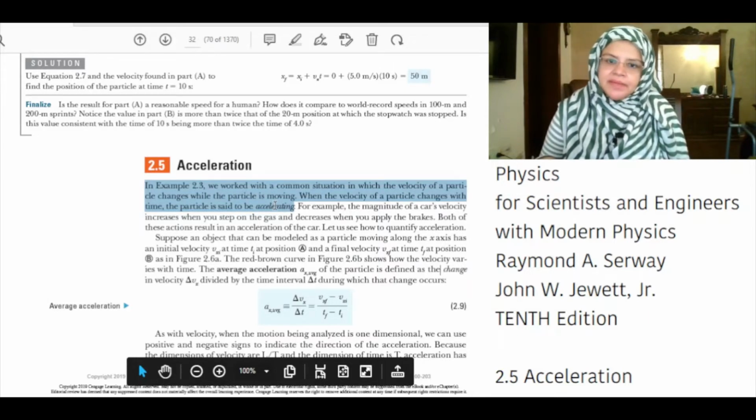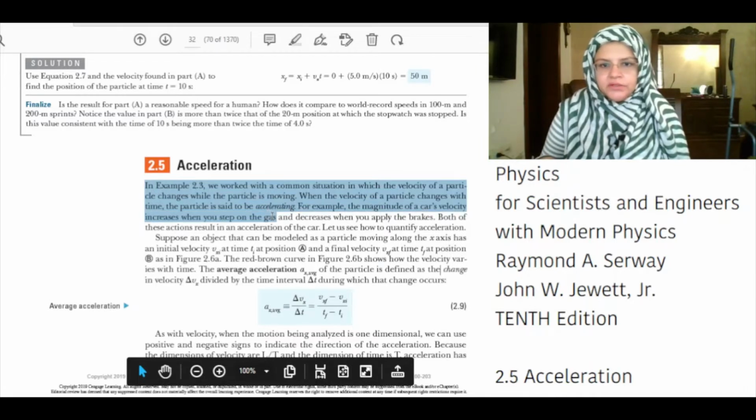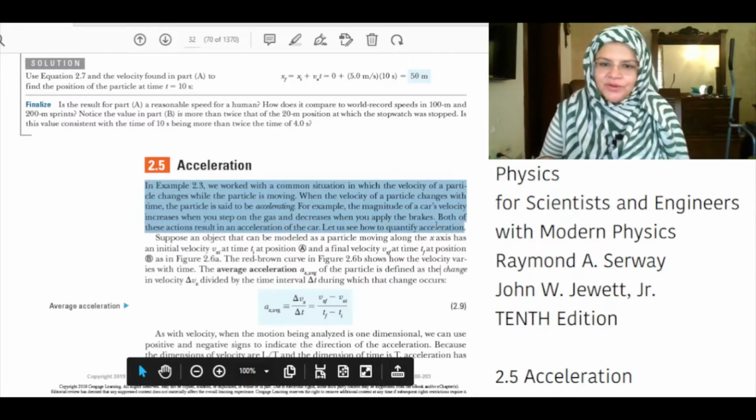For example, the magnitude of a car's velocity increases when you step on the gas and decreases when you apply the brakes. Both of these actions result in an acceleration of the car. Let us see how to quantify acceleration.